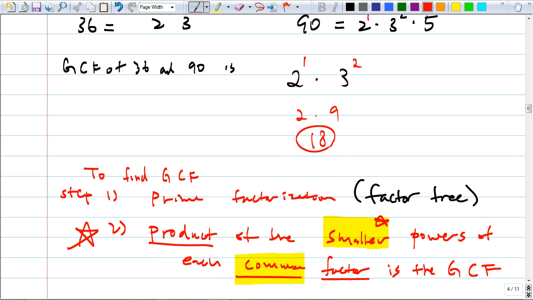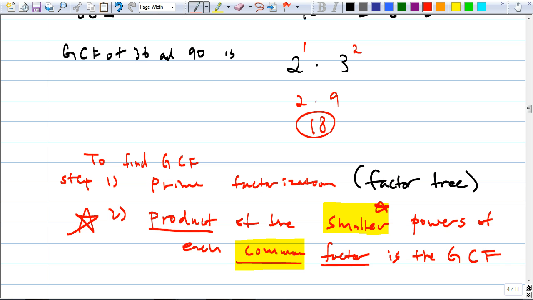So I wrote it this way: you write the product of the smaller powers of each common factor. Isn't that what we choose? We write down the common factors and then we choose the smallest exponent. Isn't that what we did here? So this is sort of a summary of what we did. I'll wait for you to write this down. We chose the smallest exponent of these common factors. Wasn't 2 and 3 the common factor? So go ahead, write this down.